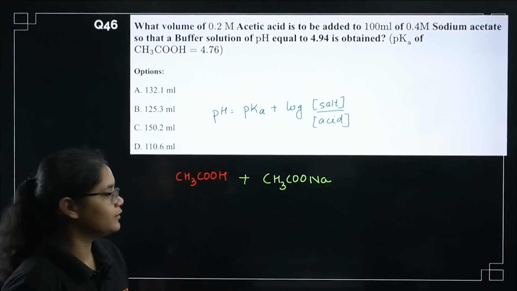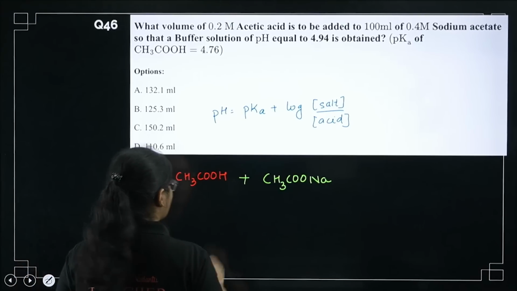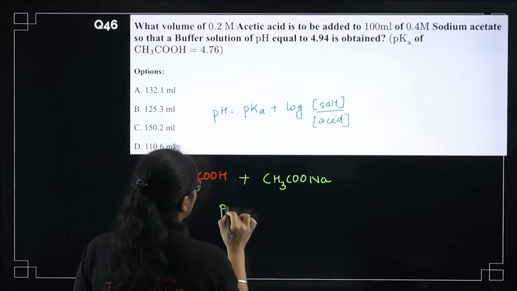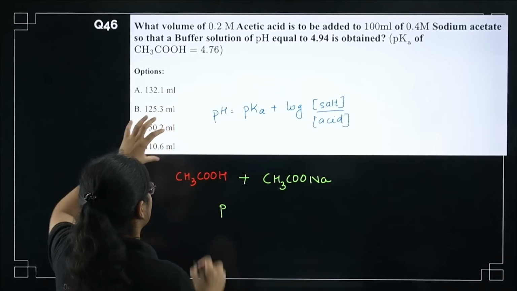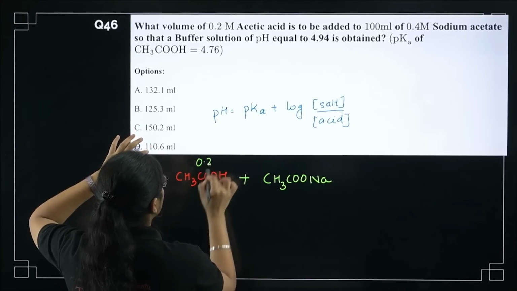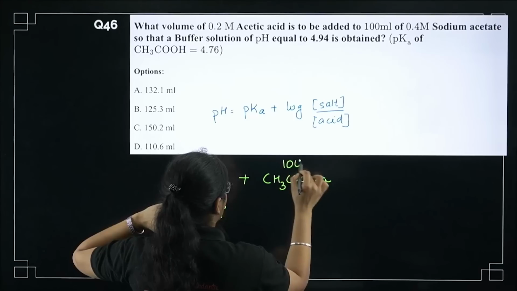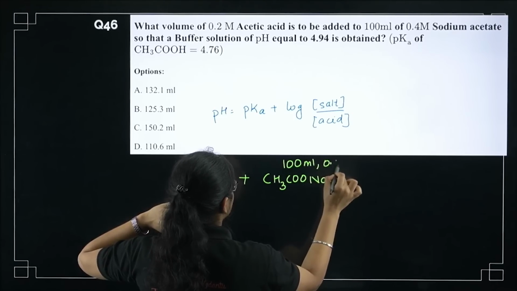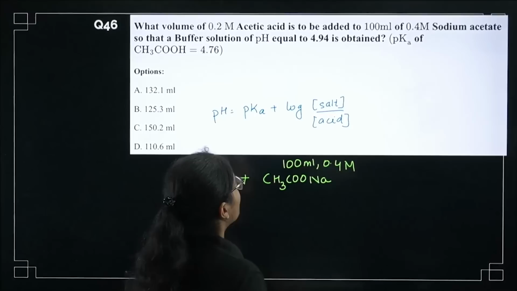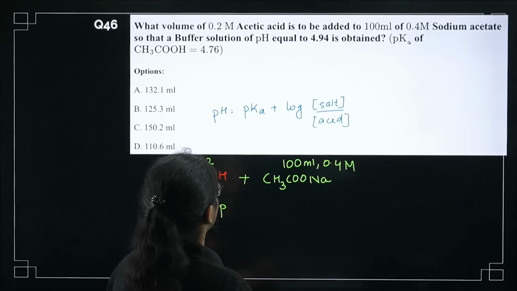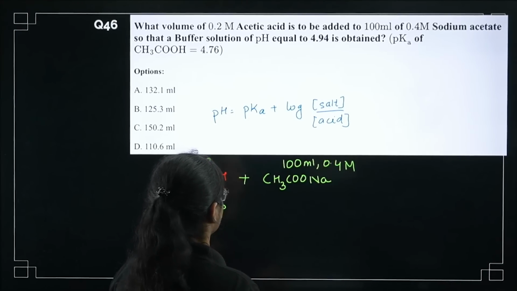Okay, this is the formula we have. Now pH will be equal to... Let me assume you have to find the volume of acetic acid. Acetic acid is 0.2 molar, to be added to 100 ml of 0.4 molar sodium acetate, so that a buffer solution of pH equal to 4.94 is obtained, and the pKa value is also given to you.